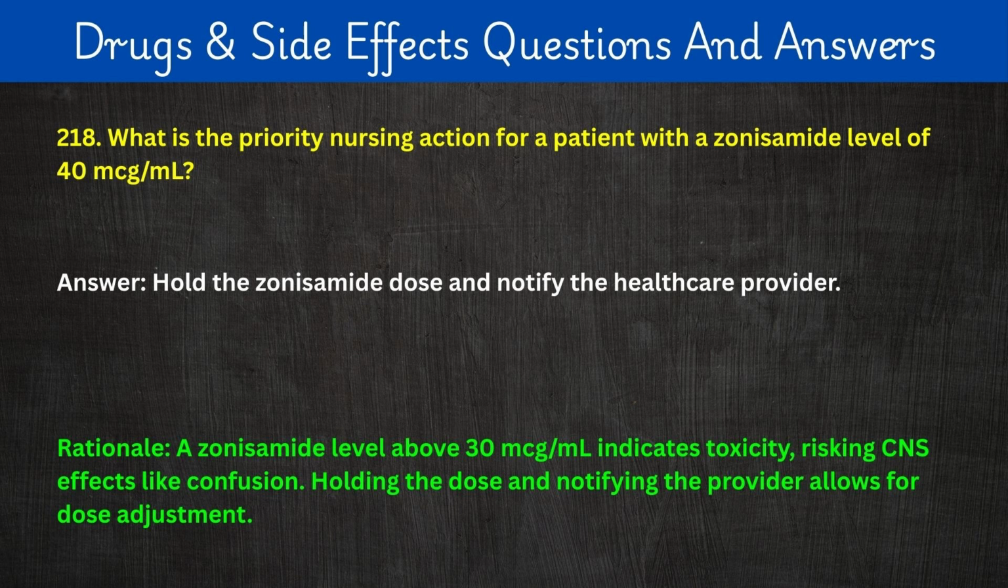Answer: hold the zonisamide dose and notify the healthcare provider. Rationale: a zonisamide level above 30 micrograms per milliliter indicates toxicity, risking CNS effects like confusion. Holding the dose and notifying the provider allows for dose adjustment.